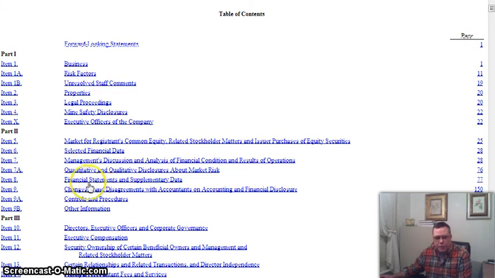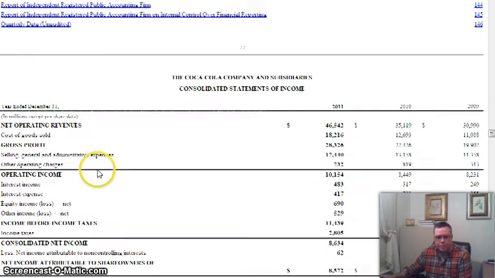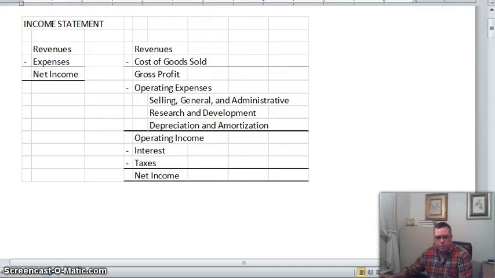And then here's item 8. It's always item 8. We'll click on that. This is where it gets into the financial statements, which is what we're talking about here. So the first thing that comes up is the income statement. Let's talk about what an income statement is. So I'm going to switch over to this.